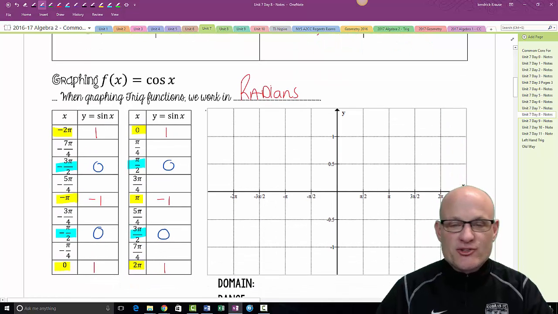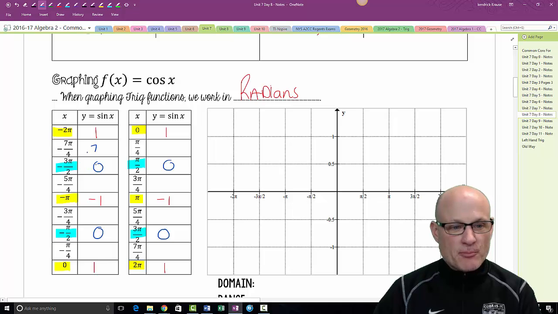Now in between, just like with the sine function, at all the 45 degrees, I'm just going to put 0.7. You know it's 0.7071, but for the graph, we really only need 0.7.